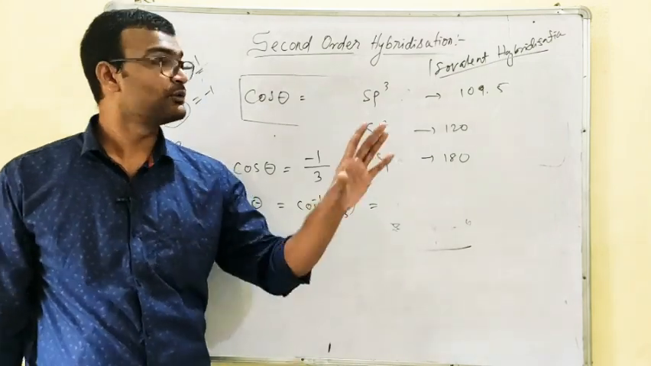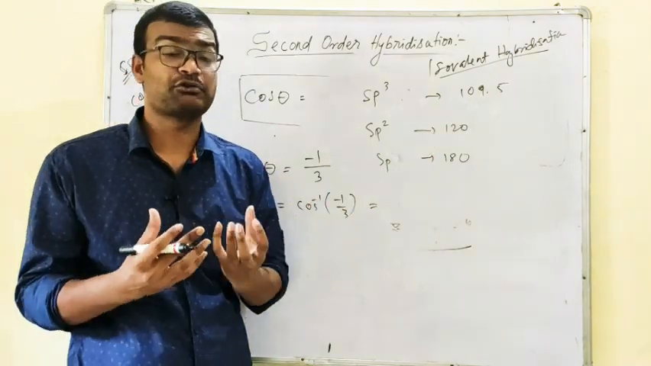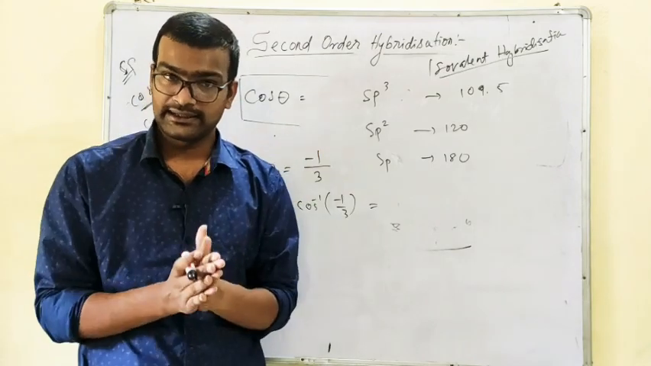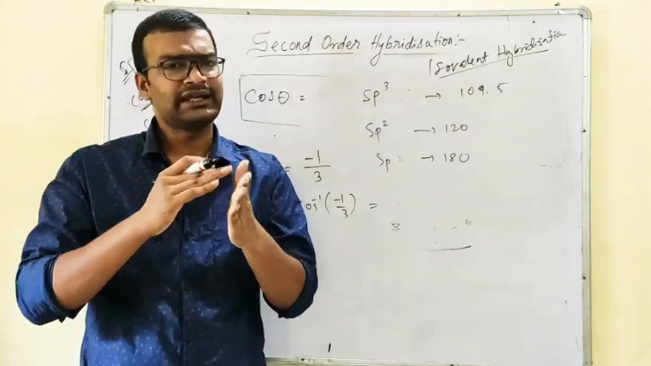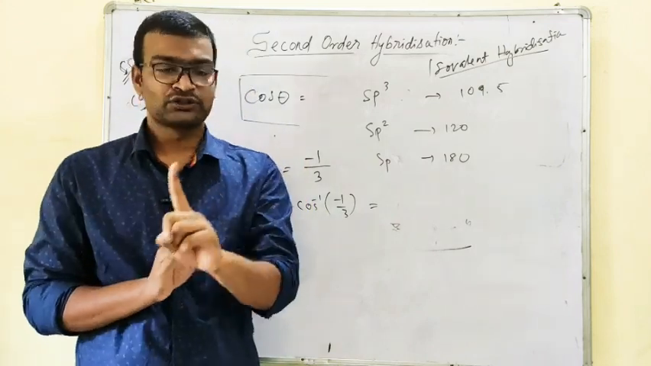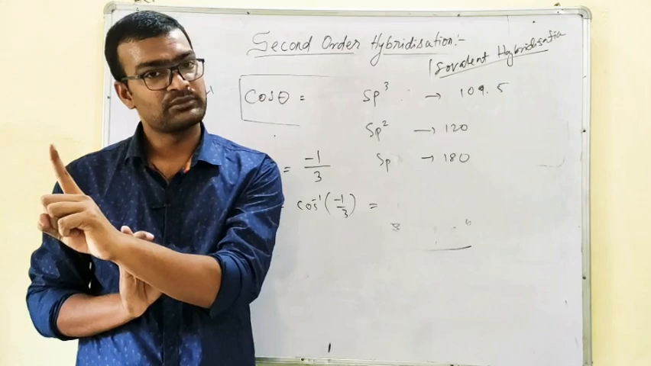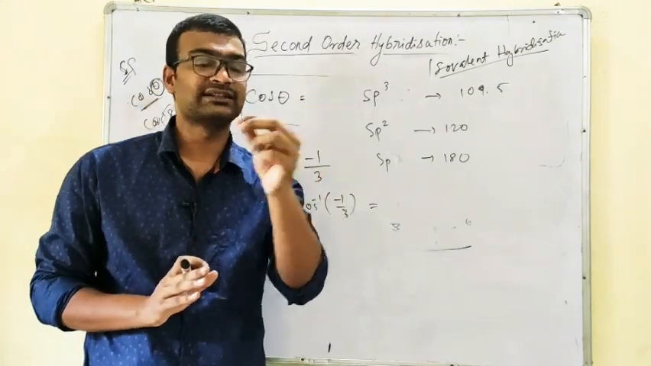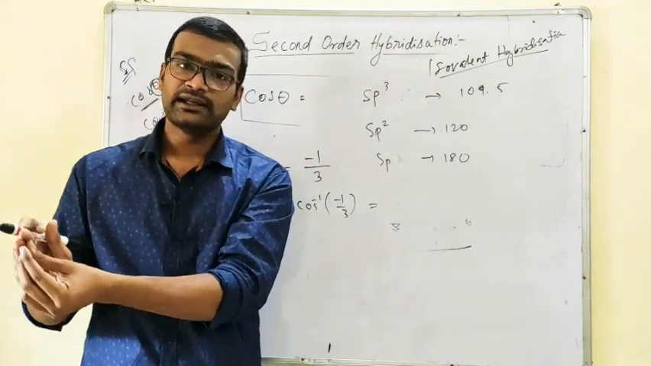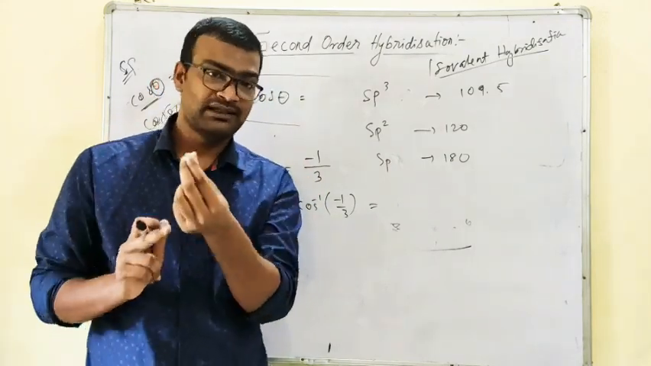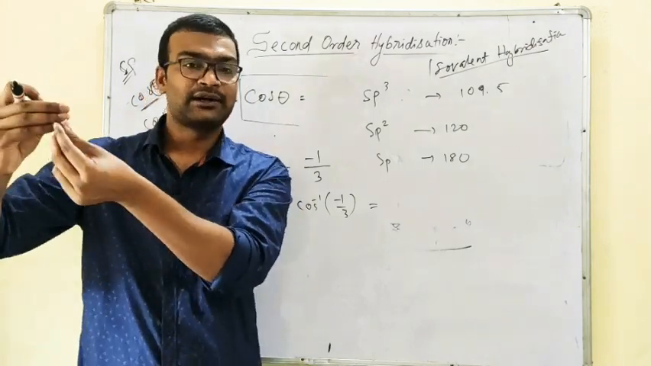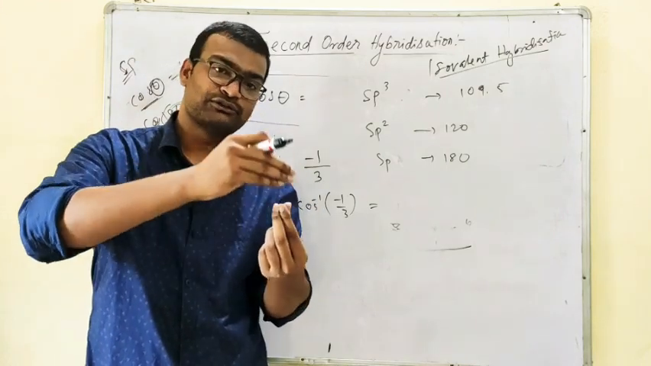Okay, before we go to the examples, let's revise what we discussed. In any hybridization, the percent s and percent p are related to the bond angle. The percent s character is directly proportional to the bond angle. If you increase the percent s, the bond angle automatically increases, and if you decrease the percent s, the bond angle automatically decreases. The percent p is inversely proportional to the bond angle.